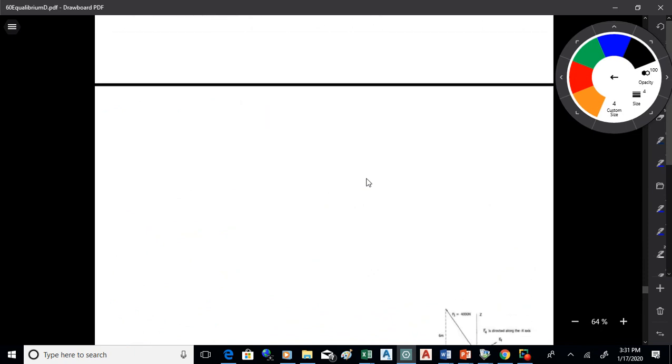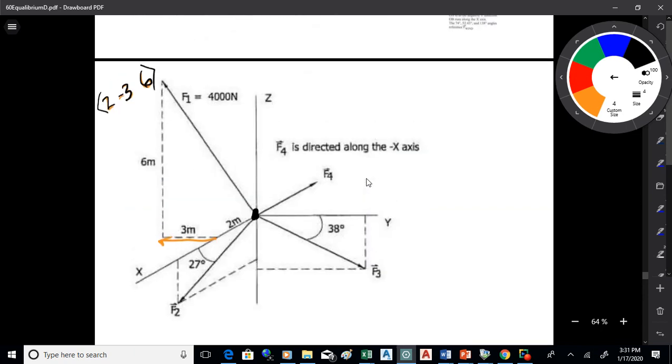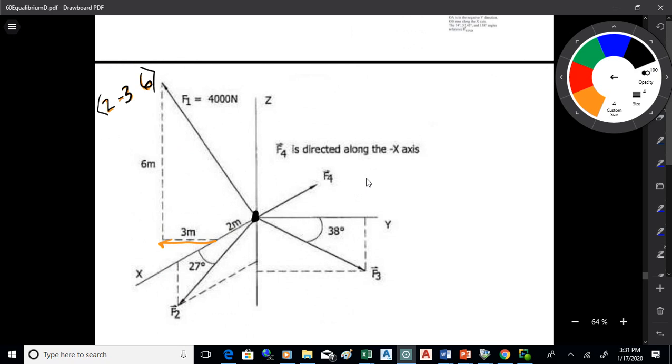Okay, then once you've got the position vector, you're going to find the magnitude. It's the square root of 49, which is 7, right? You're going to divide through by the magnitude to get the unit vector.